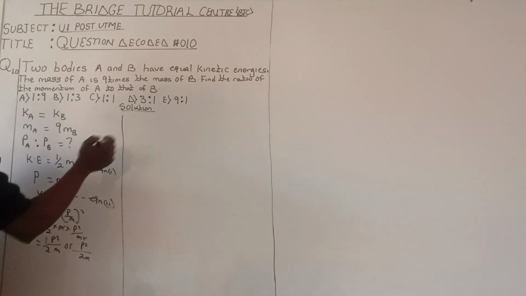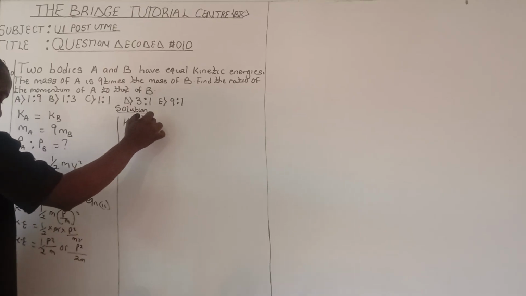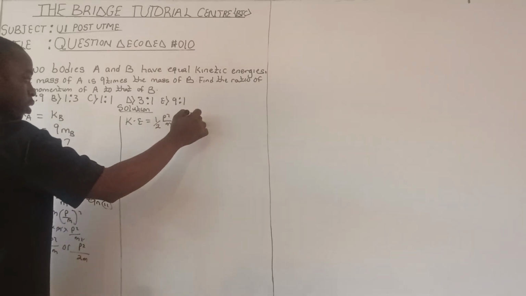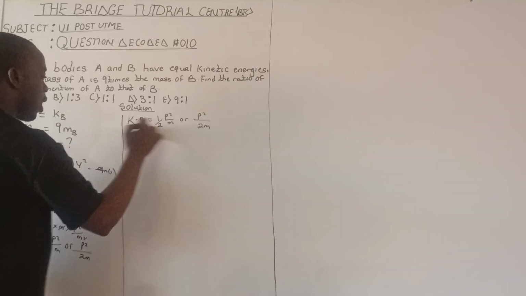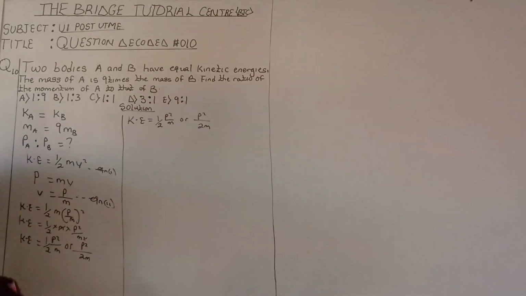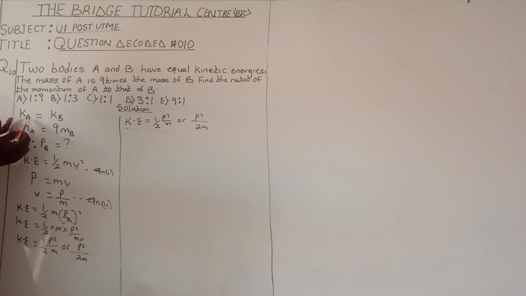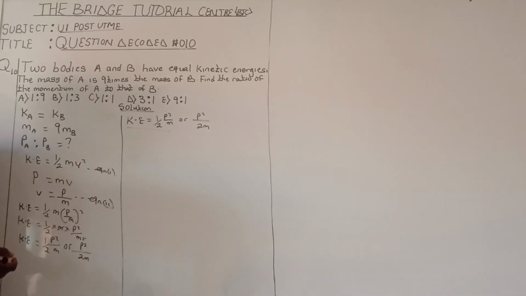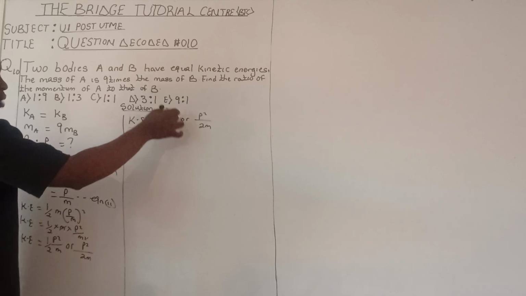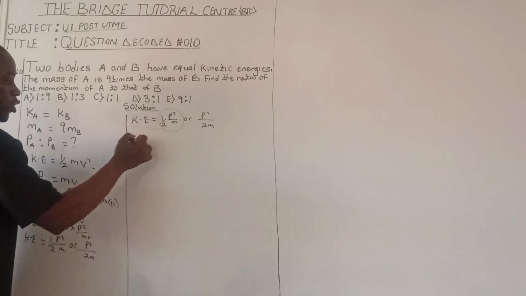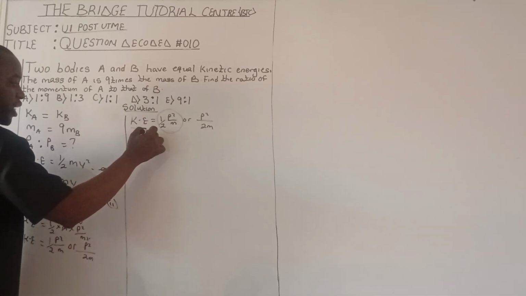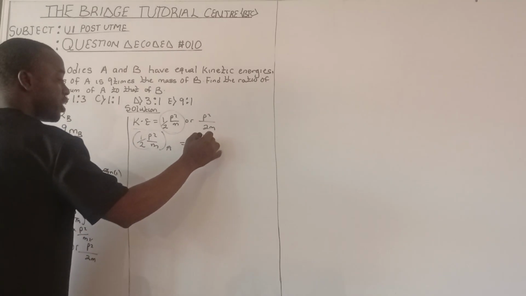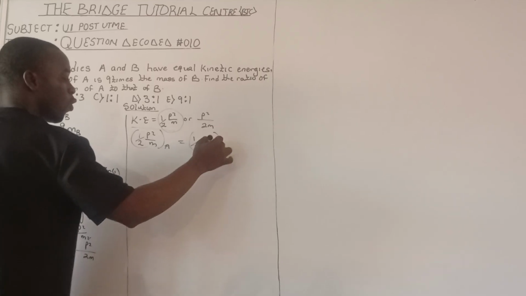Let me rewrite it out. We have KE equals half P squared over m, or P squared over 2m. I'm just going to be using one of them to solve this question, so I'll be using this formula. In this question, it says Ka equals Kb. The kinetic energy of A equals the kinetic energy of B. And we all know this is the formula for the kinetic energy. So I'm going to assume that half P squared over m for A must equal half P squared over m for B.